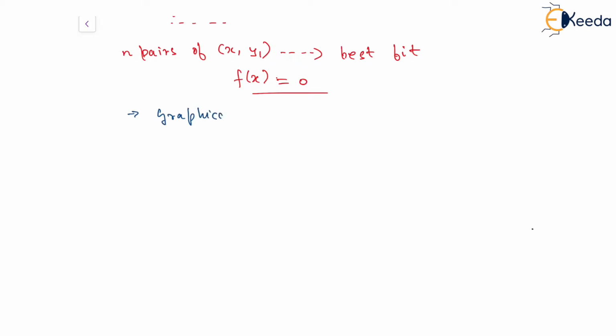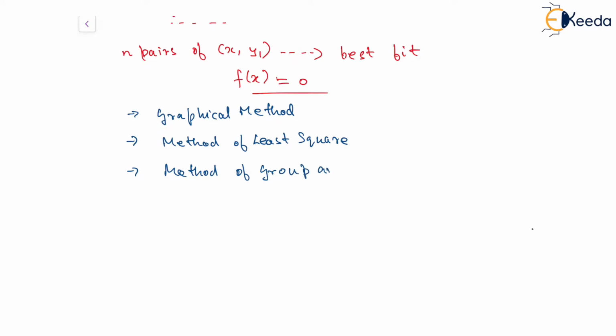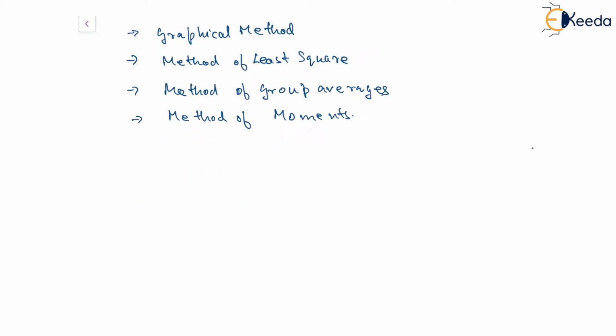graphical method, method of least square, method of group averages, and maybe method of moments, of which we consider the method of least square as the best method to find the best fit of the curve for the given conditions.